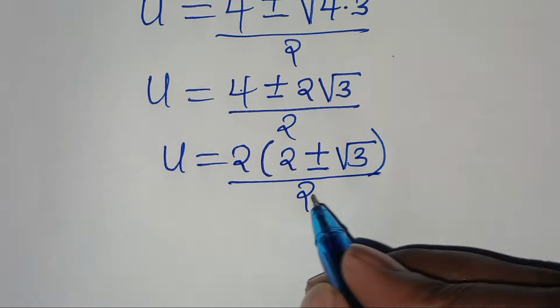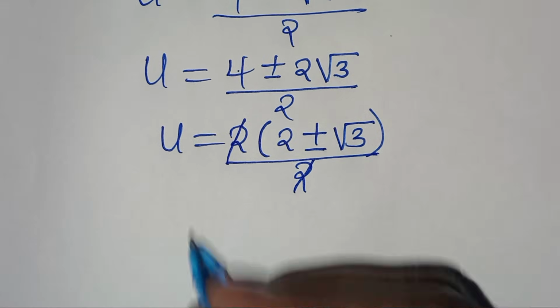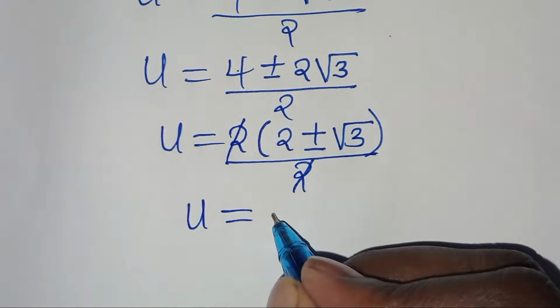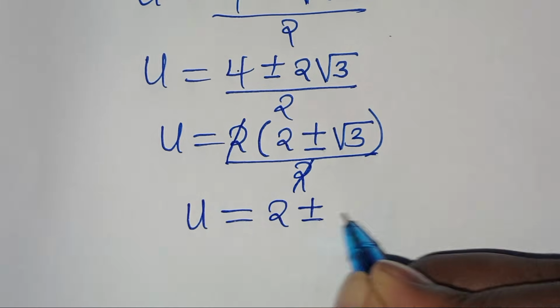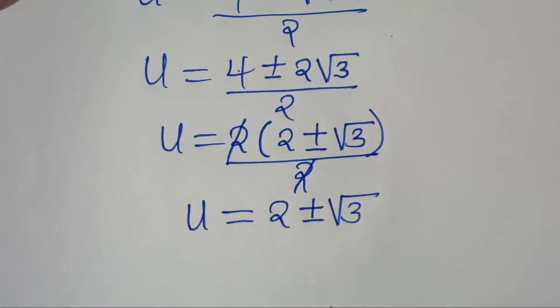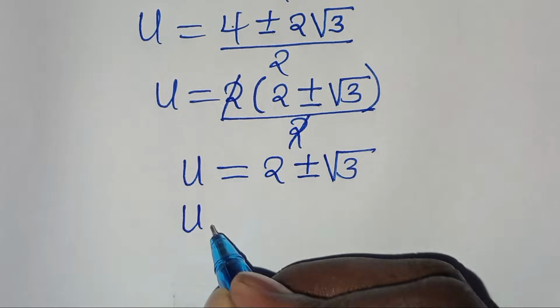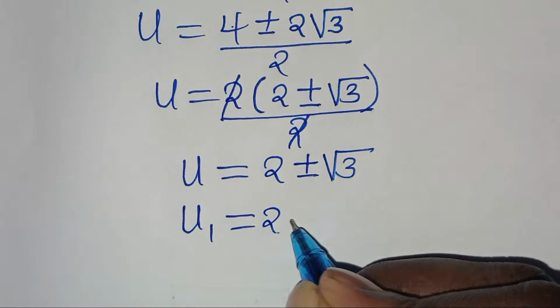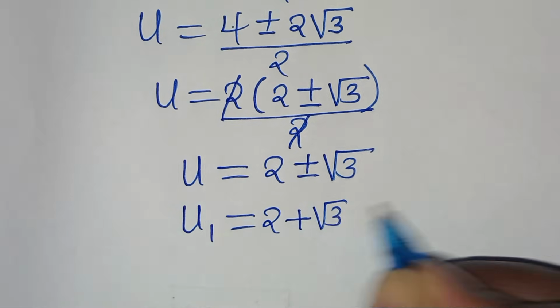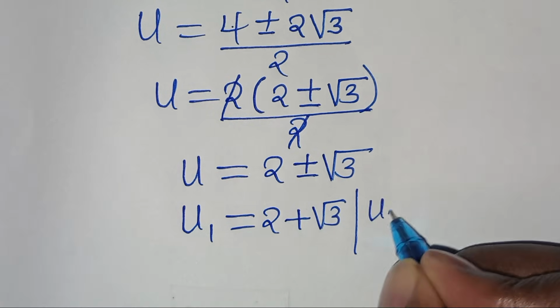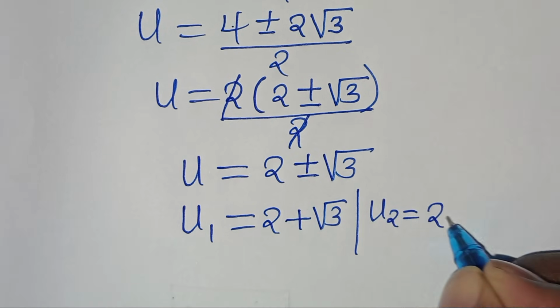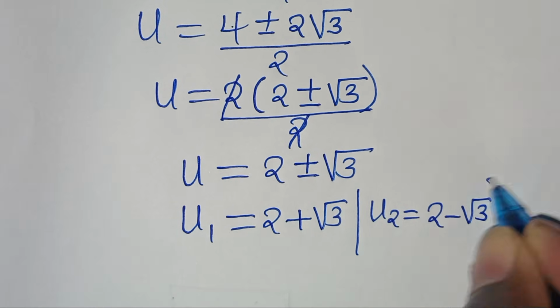Now let's simplify 2 and 2 here, so that we have u is equal to 2 plus or minus the square root of 3. So we have two values of u: u1 is equal to 2 plus the square root of 3, and u2 is equal to 2 minus the square root of 3.